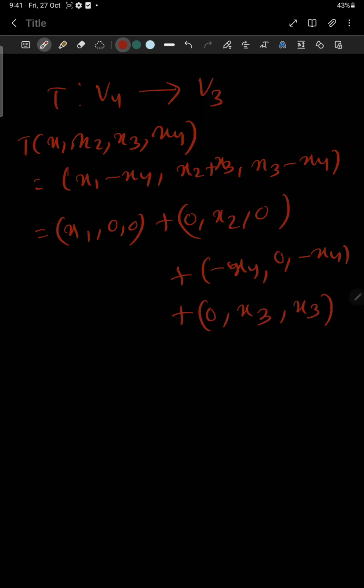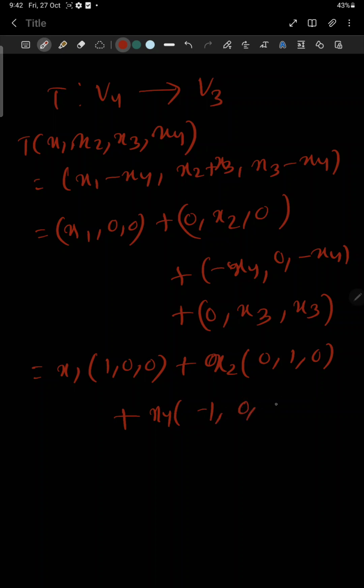If we take the common factors, it can be written as x1 times 1 0 0, plus x2 times 0 1 0, plus x4 times minus 1 0 minus 1, plus x3 times 0 1 1. If we look closely, there are already two standard coordinate basis vectors: one is 1 0 0, another is 0 1 0. So its dimension is at least 2.